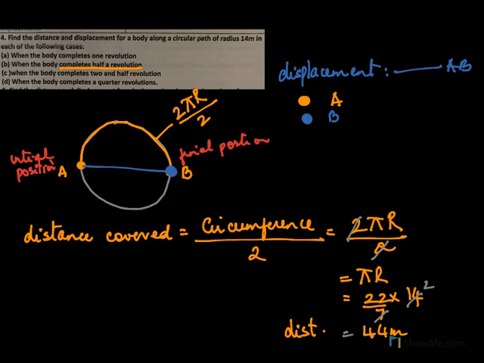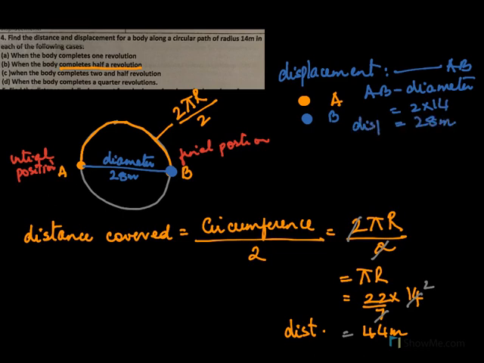Now how much is AB? If you notice here, the AB is the diameter, which we know, if the radius is 14, your diameter will be 28 meter. So our displacement is AB, which is the diameter, and that is 2 into 14, that is 28 meter. So this yellow line here is distance, while the blue one here is displacement, the shortest distance between the initial and final position.